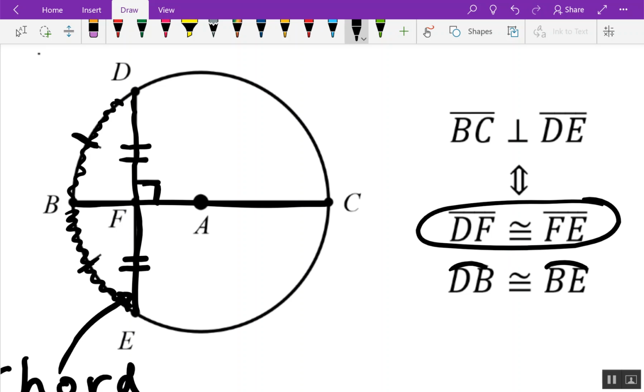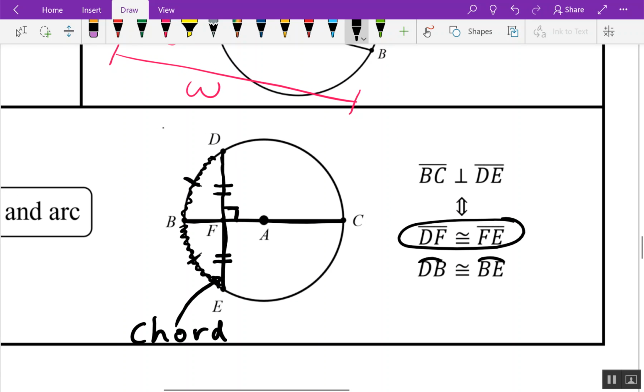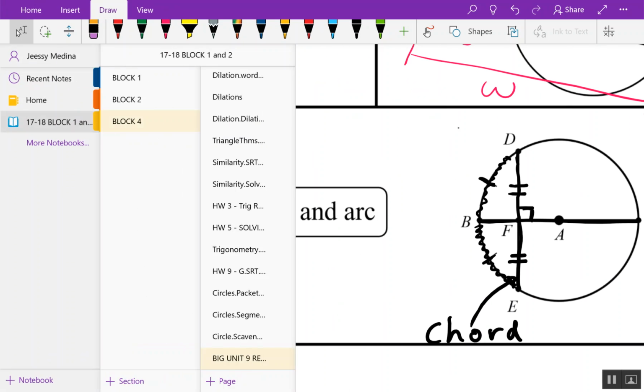Following? So those two things happen when your diameter is perpendicular to a chord. The chord gets split into two congruent pieces, and then the corresponding mini arcs are also congruent to each other. That's what you're supposed to remember from this theorem, so please make sure that you study it. Let's go back to our problem.